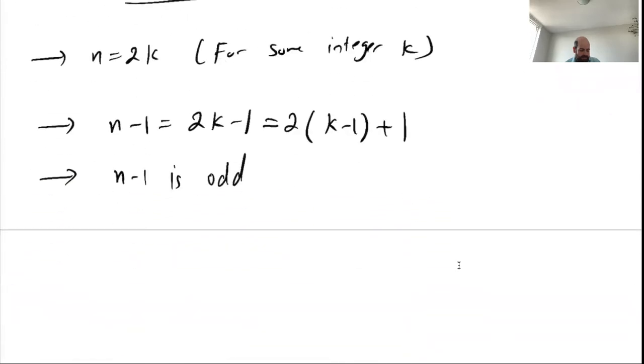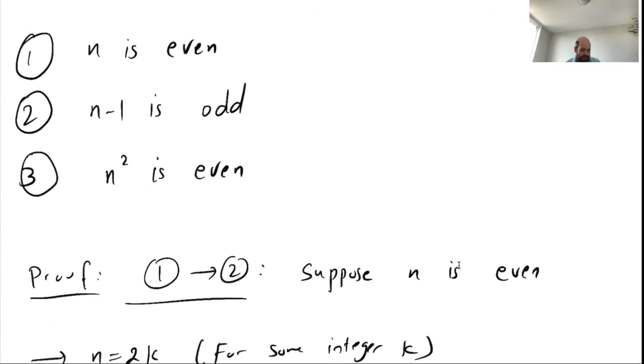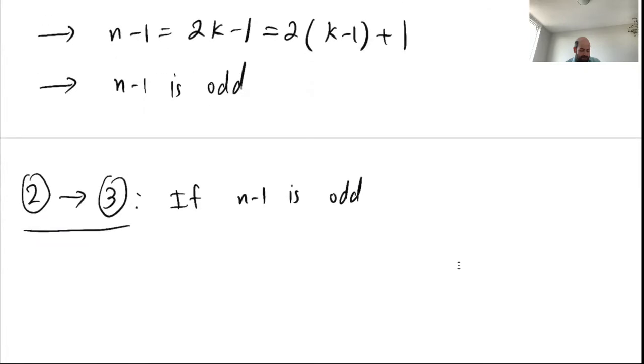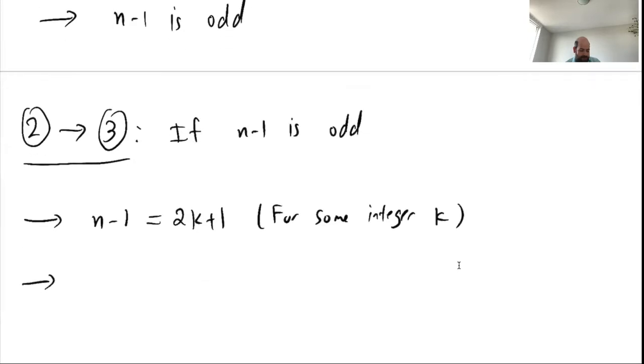Okay, now what about 2 to 3? n minus 1 is odd. So if n minus 1 is odd, then I can say that n minus 1 is equal to 2k plus 1 for some integer k. So then that means n is equal to 2k plus 2, right? If I take 1 to the other side, and I can take 2 out, 2 times k plus 1.